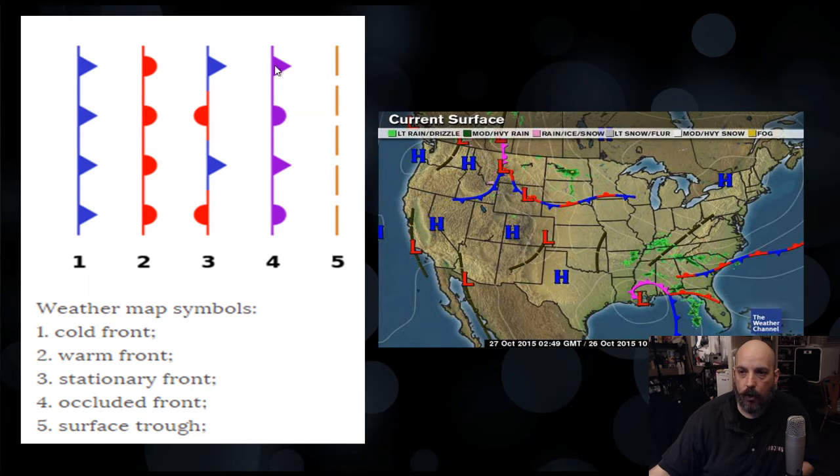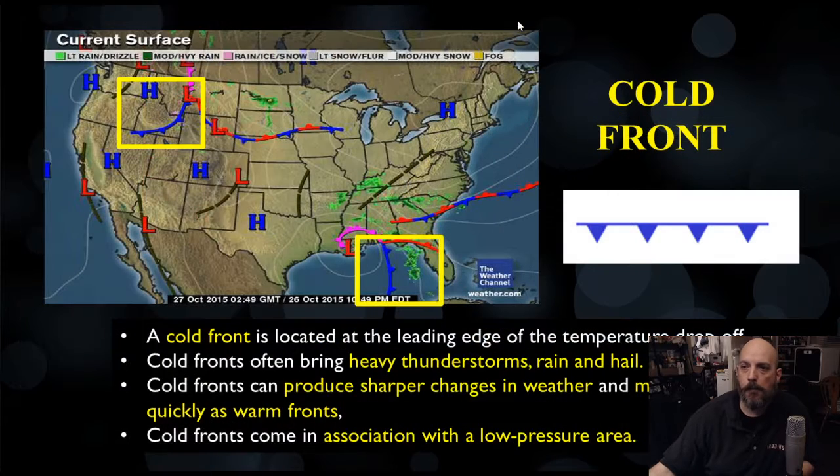Up next, we've got the purple line, which has the triangles and the circles on the same line. It's not red, it's not blue, it's purple. This is your occluded front. I see a little bit of an occluded front right there, and a second one down in Mississippi. And we are right here in southeast Alabama, so this weather is going to be what's affecting us. And then there's the surface trough, which are these lines moving throughout the United States. I'm going to go over those in a little more detail.